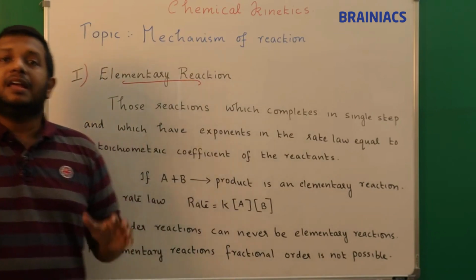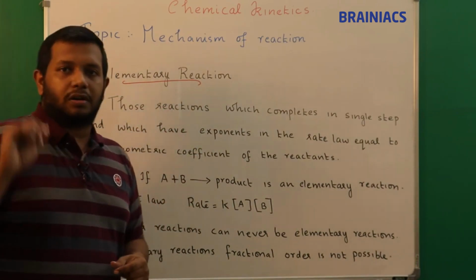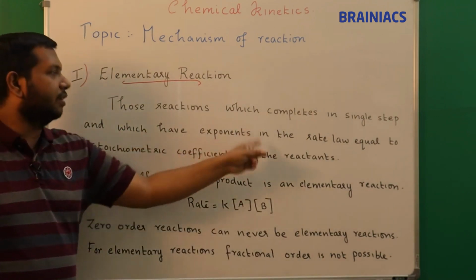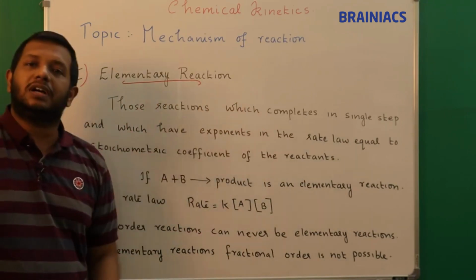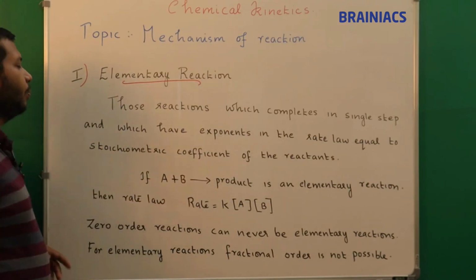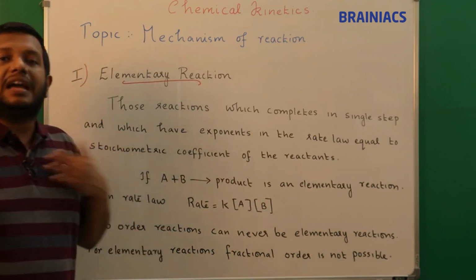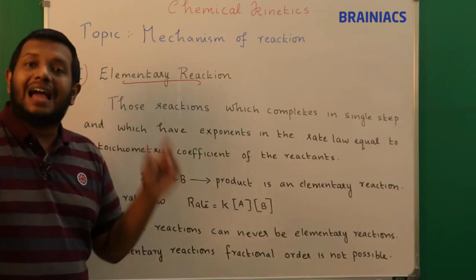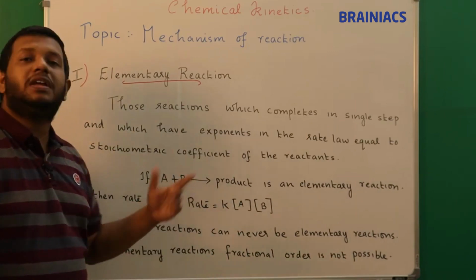Earlier I told that sometimes the stoichiometric coefficient may be equal to the order. So in elementary reactions, the exponents in the rate law will be equal to the stoichiometric coefficient of the reactants. Now let us consider an example. If A plus B giving product is an elementary reaction, then I can easily say the coefficients of A and B are 1 and 1, and that will be equal to the order of A and the order of B, correct?